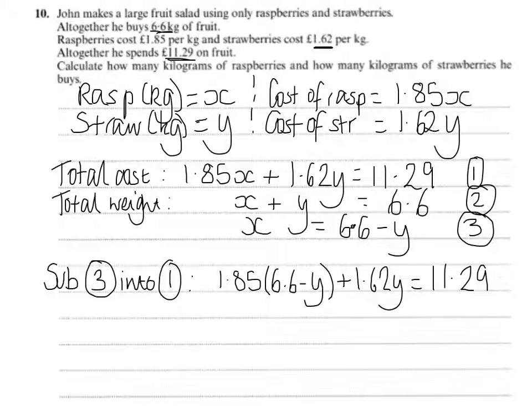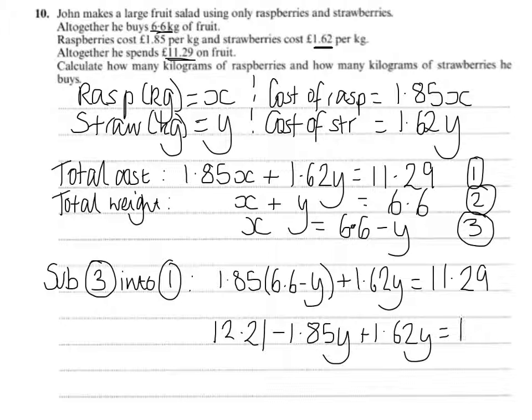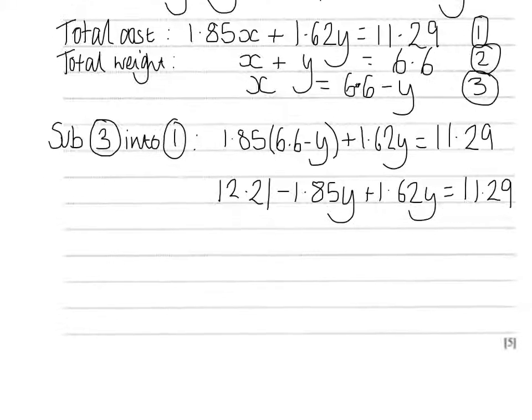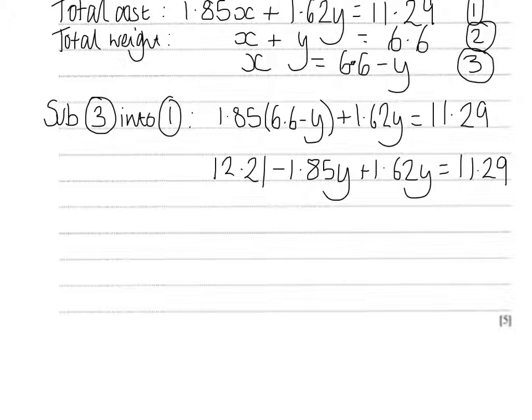So if I multiply out the brackets there, then I get 1.85 times 6.6, which you should get 12.21. Then I've got 1.85 times minus Y, so that's minus 1.85Y. Then I've got plus 1.62Y, and that equals 11.29. Okay, so now it's just a matter of simplifying it.